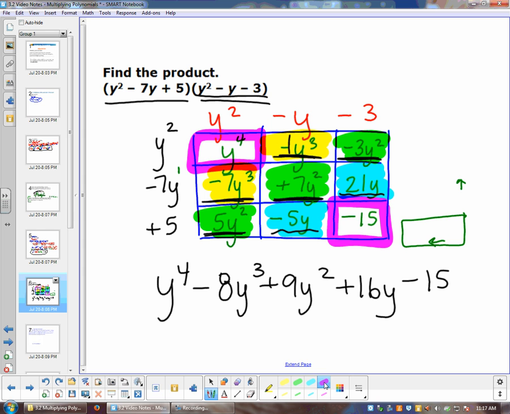Again, this is just another method you can use. You could have used the box method on the other one, or if you wanted to, you could have just distributed this through 3 times, taken this through to each of those, and then finally that 5 to each of them, and combine all like terms that way. The box method is just an easier way, I think, to organize your work and make sure you don't miss any terms.